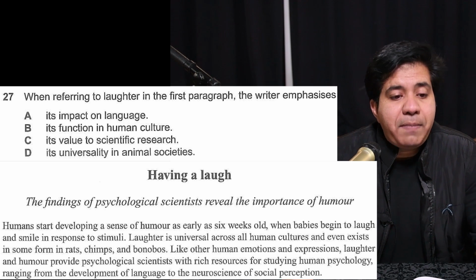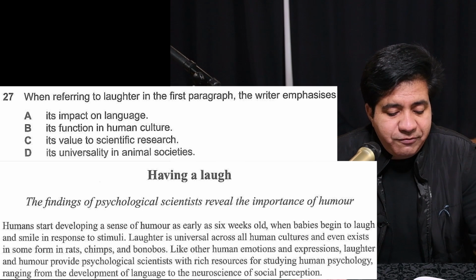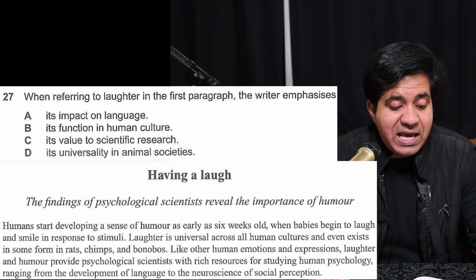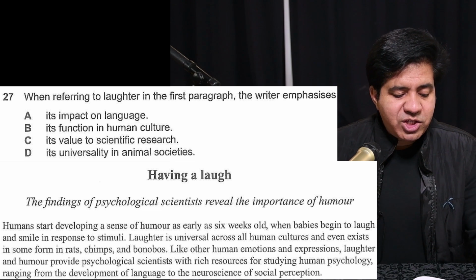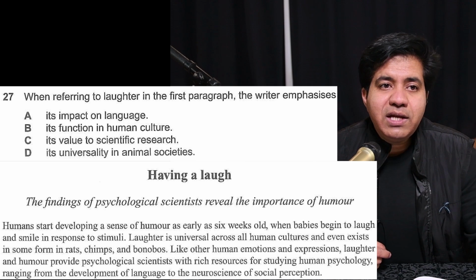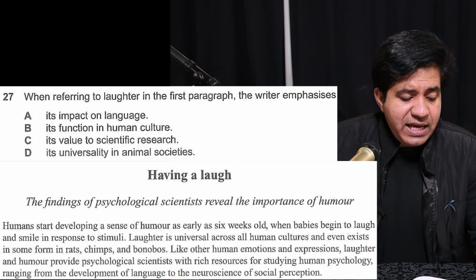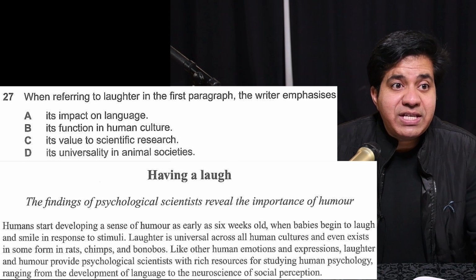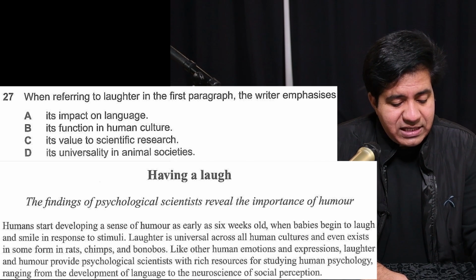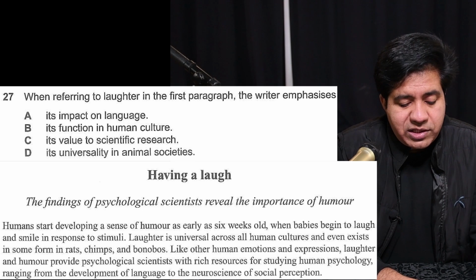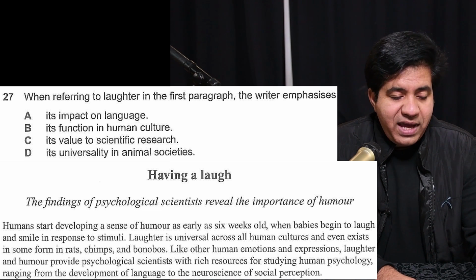They did not talk about, when he is referring to laughter, the first paragraph, the writer is not emphasizing impact on language. Option B, function in human culture. There is no mention of that. B to K options should be out. C, its value to scientific research. Why? Exactly. They say of psychological scientists with rich resource for studying human psychology.